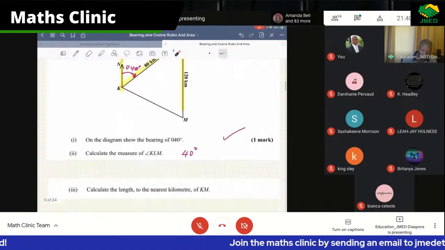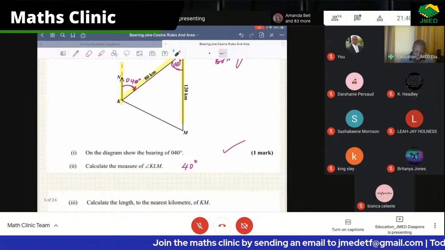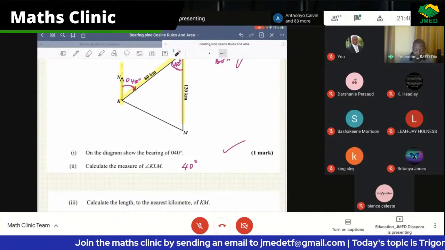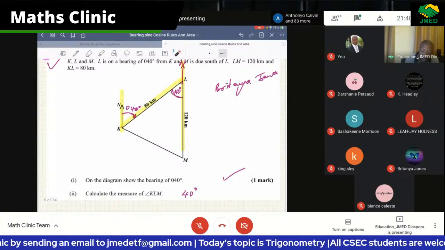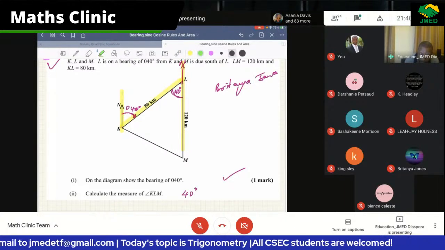Now, the next part says calculate the length of KM. So now we're going to find KM, which is this length. We need to find the length here.